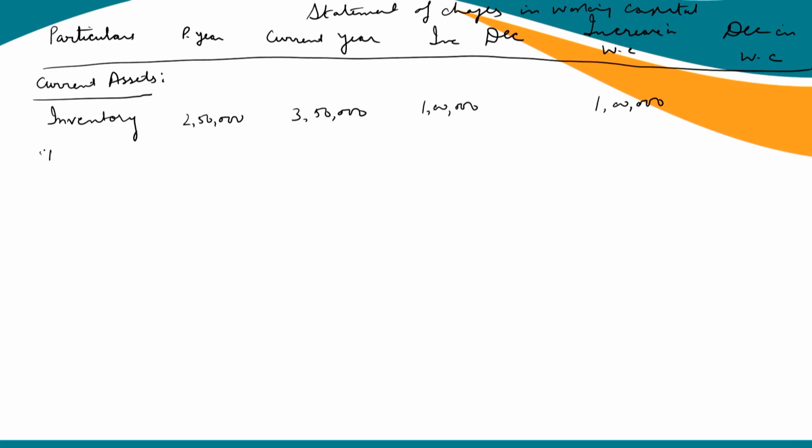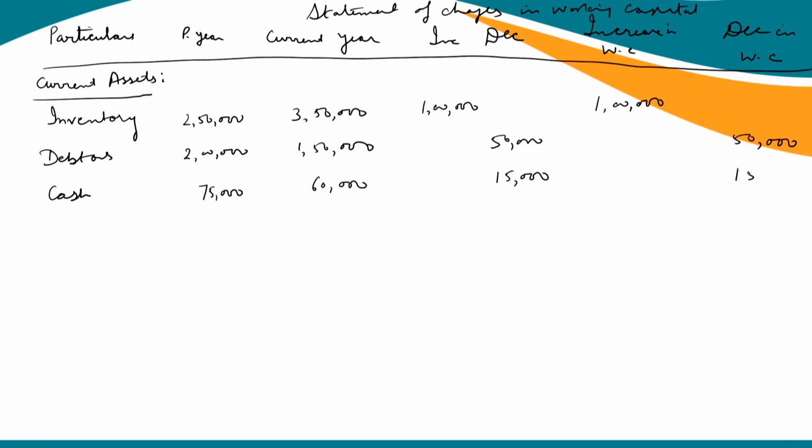Next asset is debtors, which was given in the last year 2 lakh and current year figure is 1,50,000, means there is a decrease in debtors, hence there is a decrease in working capital also 50,000. Then the next current asset is cash, 75,000 and 60,000, showing again a decrease of 15,000, mean decrease in working capital of 15,000.